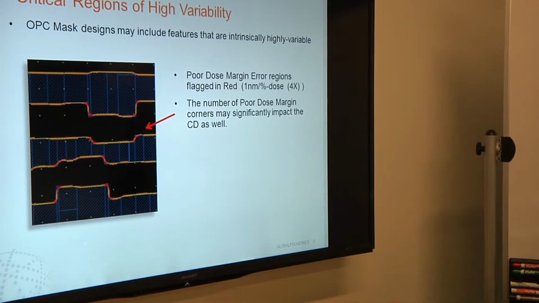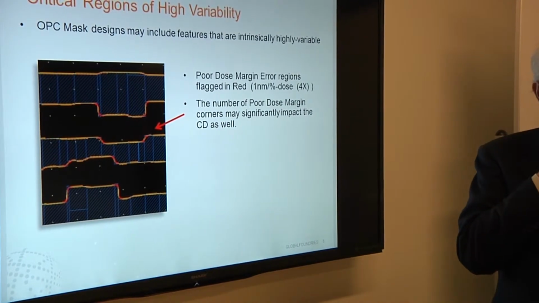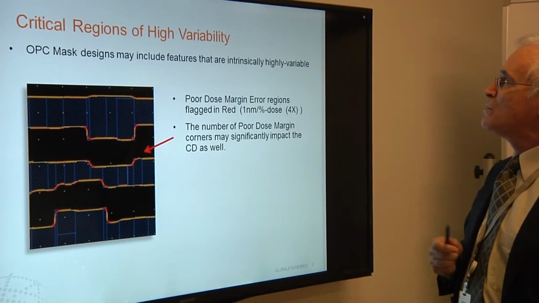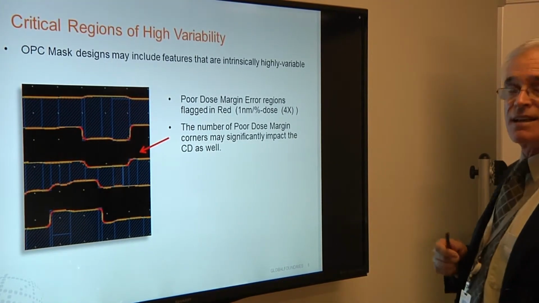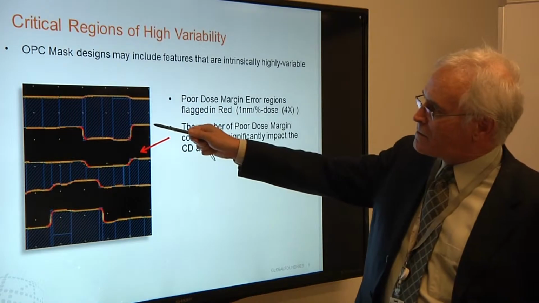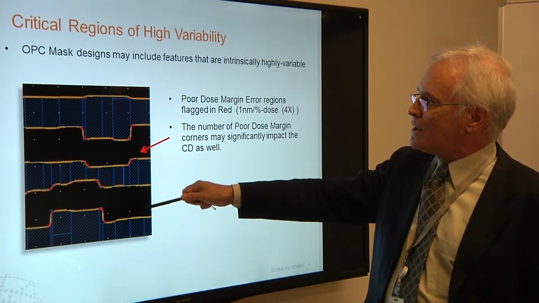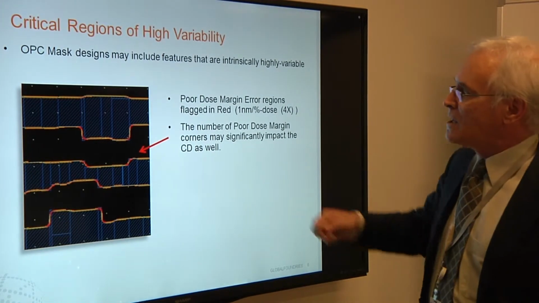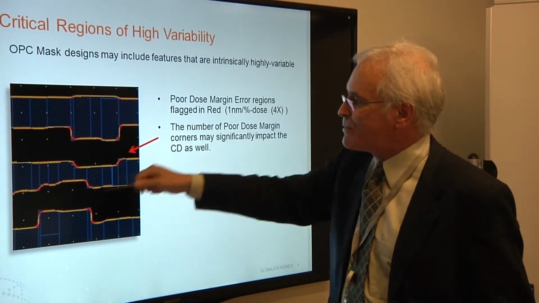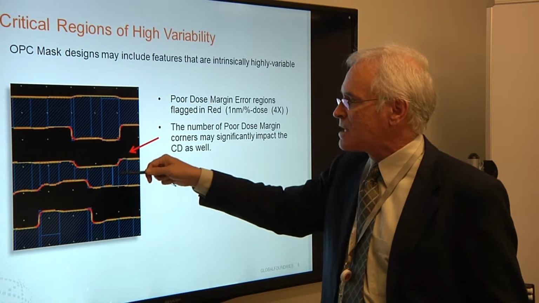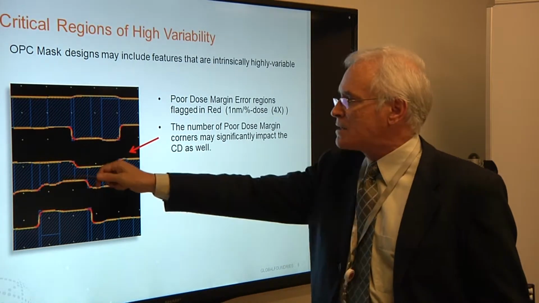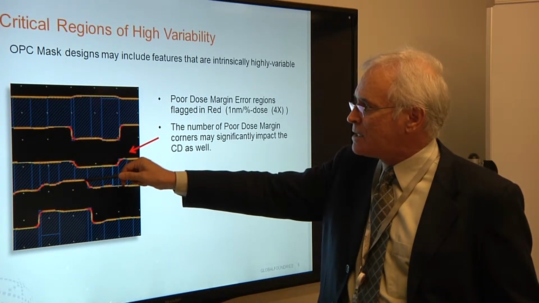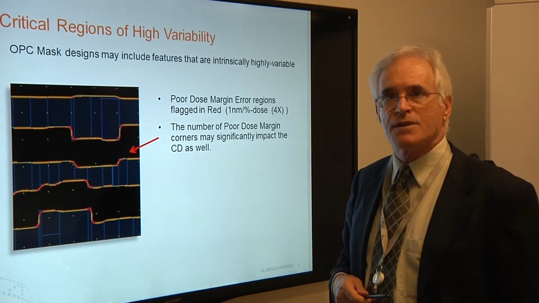Bob, tell us about variability on the mask. OPC mask designs can include many features that are intrinsically highly variable. This structure, for example, is referred to as a dual offset aggressor case. You'll see that as a result of these pads on the opposite side of this main feature, the main feature is highly distorted, and as a result, the mask feature is very, very small.